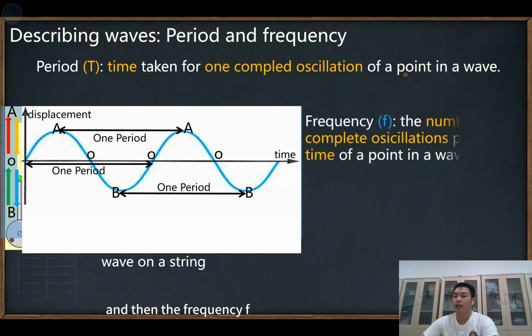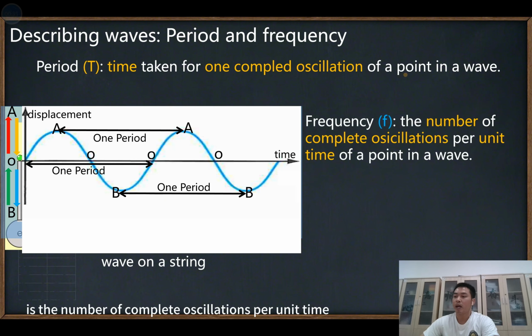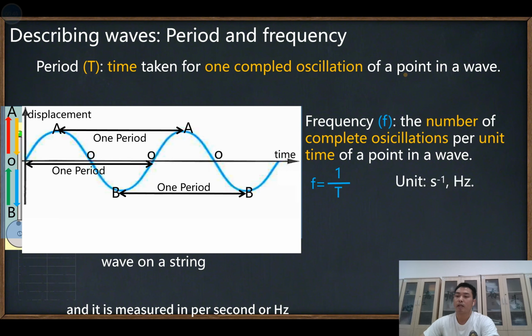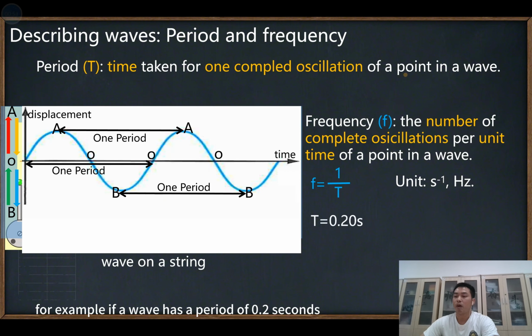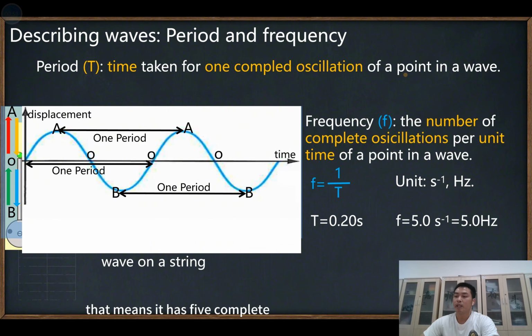And then the frequency f is the number of complete oscillations per unit time of a point in a wave. Frequency and period are inverses of each other. That means f equals 1 over T, and it is measured in per second or hertz. 1 hertz means one complete oscillation per second. For example, if a wave has a period of 0.2 seconds, that means it has 5 complete vibrations in 1 second, so its frequency is 5 per second or 5 hertz.